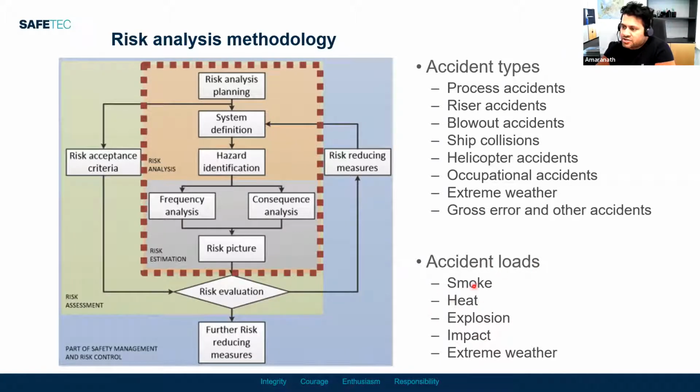We have to consider smoke from the fire when it comes to escape potential or impairment of escape ways, and both heat and smoke will contribute to fatalities and injuries, and also loss of escape in an accident situation. Explosion is very, very important, and it has an influence on the global structural integrity of the entire platform.